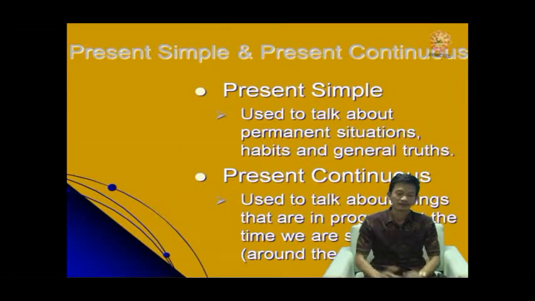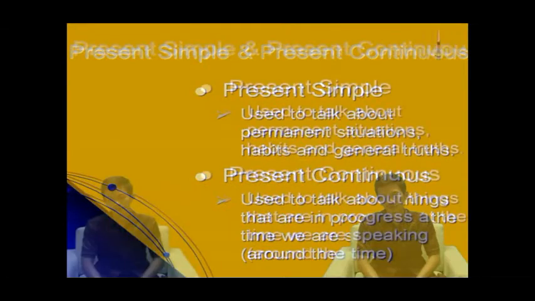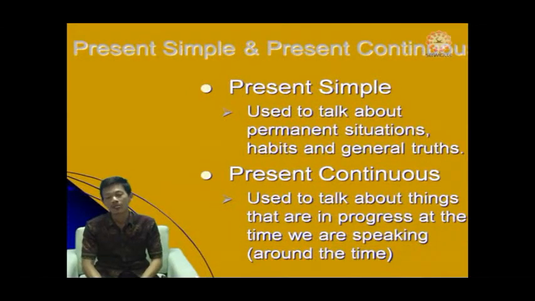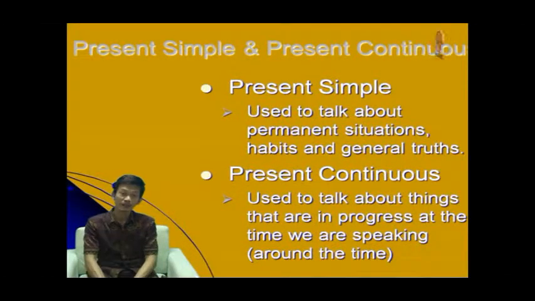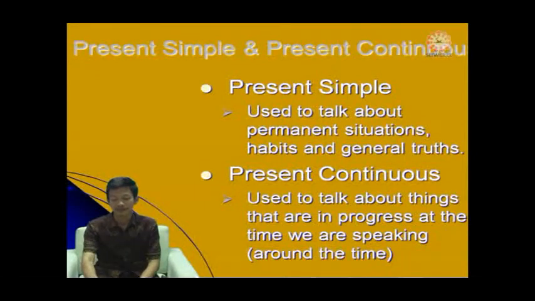Well, let me refresh what we've done before. Present simple is used to talk about permanent situations, habits, and general truths. While present continuous is used to talk about things that are in progress at the time you are speaking. That is clear, isn't it?